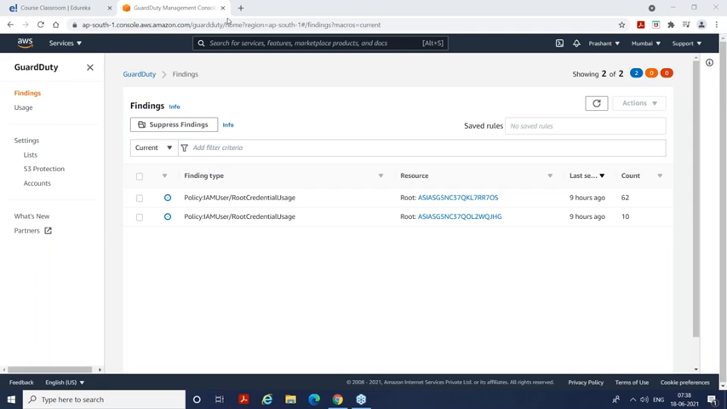Now that I have enabled this, after some time when we come back, please pay attention to this count. So 9 hours ago, it was saying count is 62, and 9 hours ago count was 10. Okay. Someone using root credential to make some changes in my AWS account. So we'll revisit this dashboard sometime later so that we'll see the count getting increased.